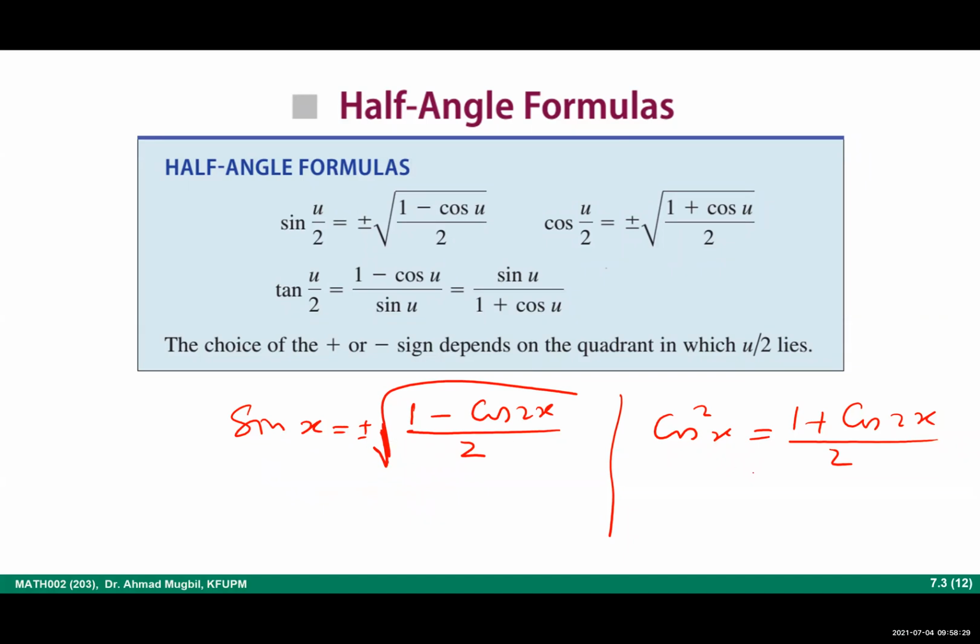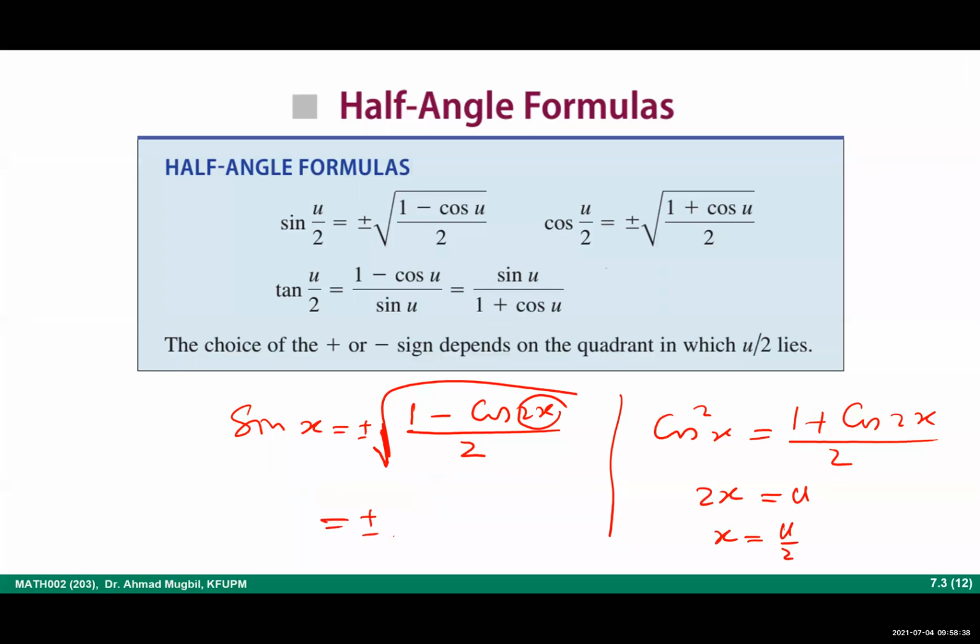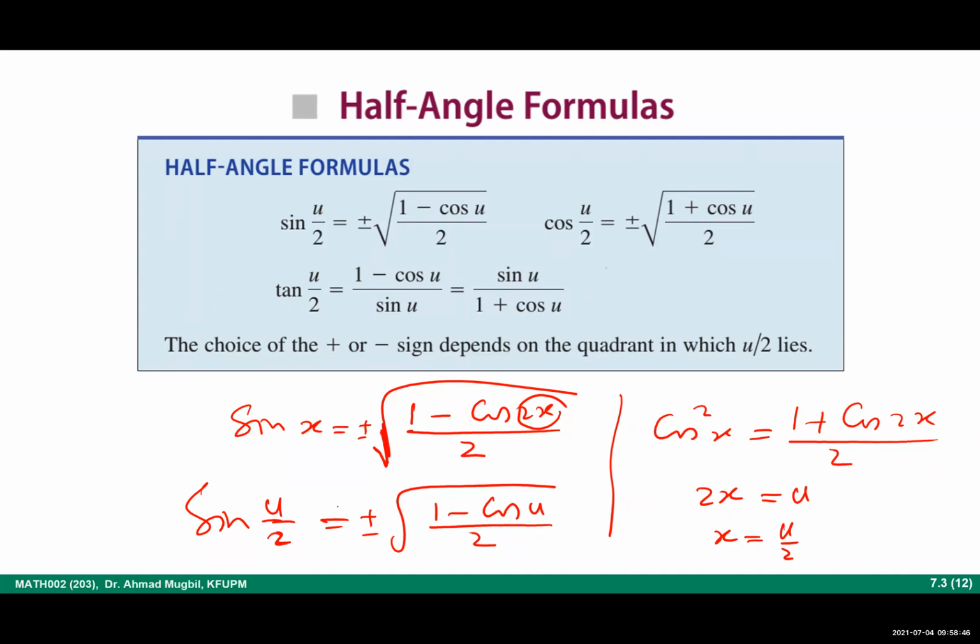Now, if instead of 2x, you put u, what will be x? x will be u over 2. So here we will have positive or negative the square root of 1 minus cosine u over 2, and this will be sine u over 2. This is the name, coming from here: the half-angle formula. So sine u over 2 is positive or negative the square root of 1 minus cosine u over 2. If you apply the same for cosine, you will have this.